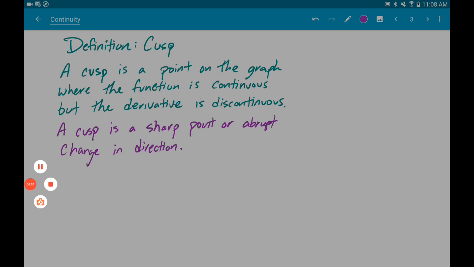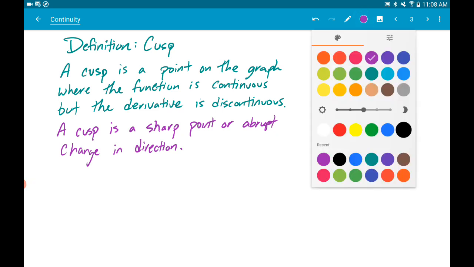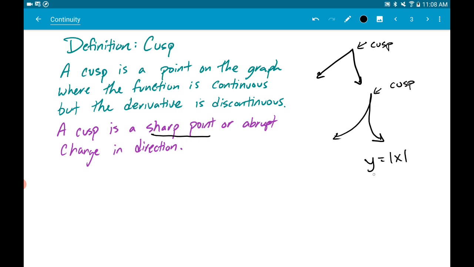All right, another quick definition is a cusp. A cusp is a point on the graph where the function is continuous, but the derivative is discontinuous. So it's easier to describe a cusp with a picture. Anything that has a sharp point. So this right here is a cusp. Another kind of weird one, if it's more pointy like this, this would be a cusp. An absolute value, for instance, the absolute value of x. That looks like this. A little sloppy, sorry about that. It's supposed to be pointy right here. There's a cusp at 0.